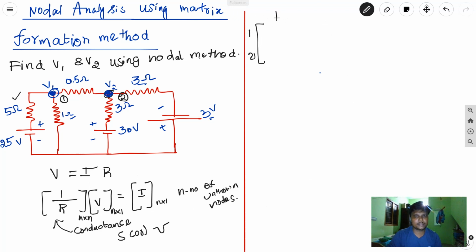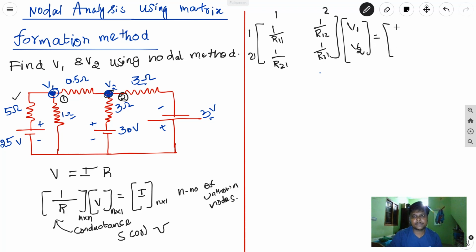So let us first form the 2 cross 2 matrix. I'll take rows 1, 2 and columns 1, 2. Now here the element is 1 by R11, because the general format is 1 by R, right? So the first element is 1 by R11, the second element 1 by R12, then 1 by R21, then 1 by R22. Then the voltage matrix, V1, V2, then the current matrix I1, I2. So this is the general format for a nodal problem having two nodes.